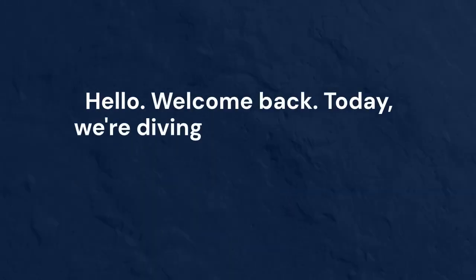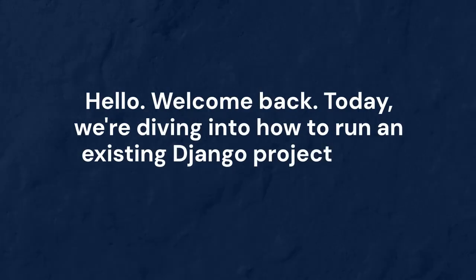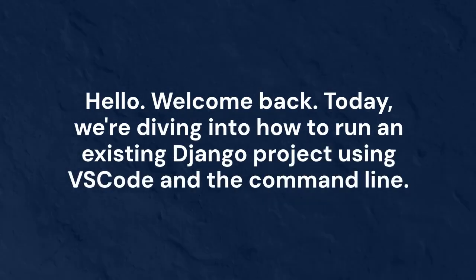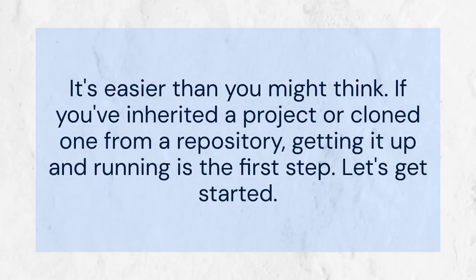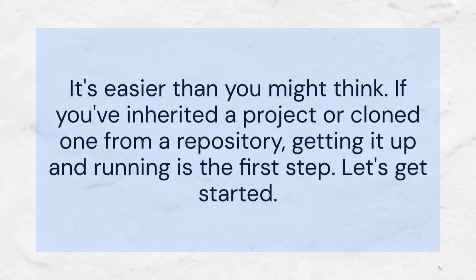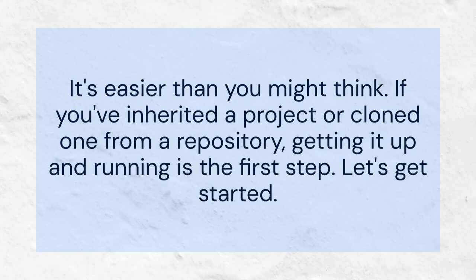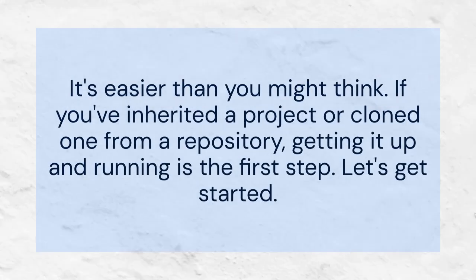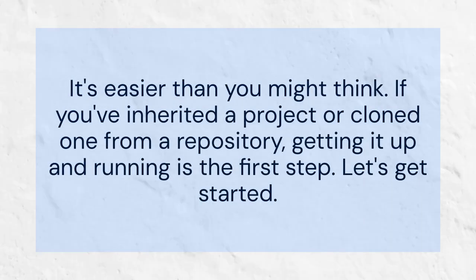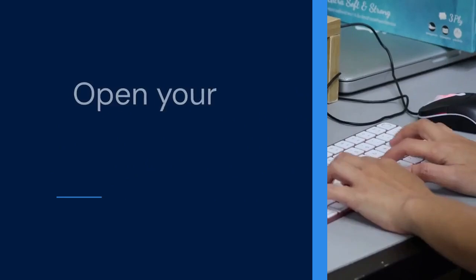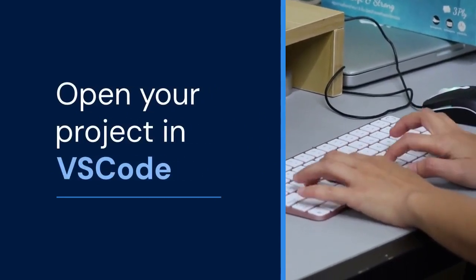Hello, welcome back. Today, we're diving into how to run an existing Django project using VS Code and the command line. It's easier than you might think. If you've inherited a project or cloned one from a repository, getting it up and running is the first step. Let's get started. First, open your project in VS Code.